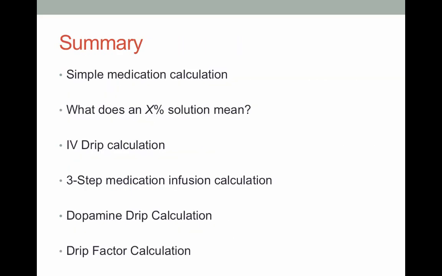In summary, what we just talked about, we did simple medication calculations, drawing some fluid up from a vial, figuring out how many milliliters you need to draw up from a vial. Talked about solutions and what that percent sign means. Talked about IV drip calculations, maybe giving normal saline over a period of time. Talked about 3-step infusion calculations for medications that we'll be giving indefinitely over time. Also talked about the special dopamine formula and dopamine calculations that you'll need. And then we talked about the drip factor and the magic number that you can find that comes in handy for titrating, both setting up infusions and titrating.